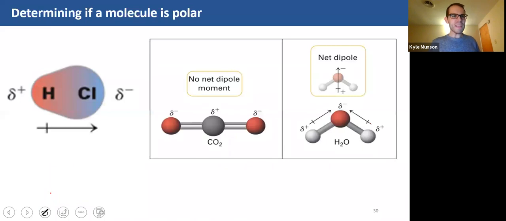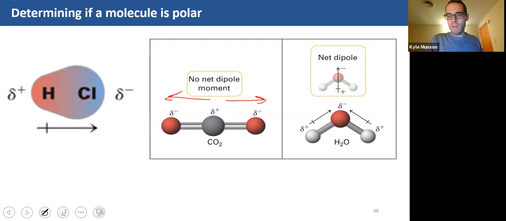Okay, here's some examples of polar molecules. So again, here's a polar molecule, HCl. Here's one, CO2. There's no net dipole moment. The dipole moment is kind of the winning of one side of the tug of war, if you think about it that way, in terms of where the electron density is moving. So these guys are pulling with equal force here, so there's no dipole moment.